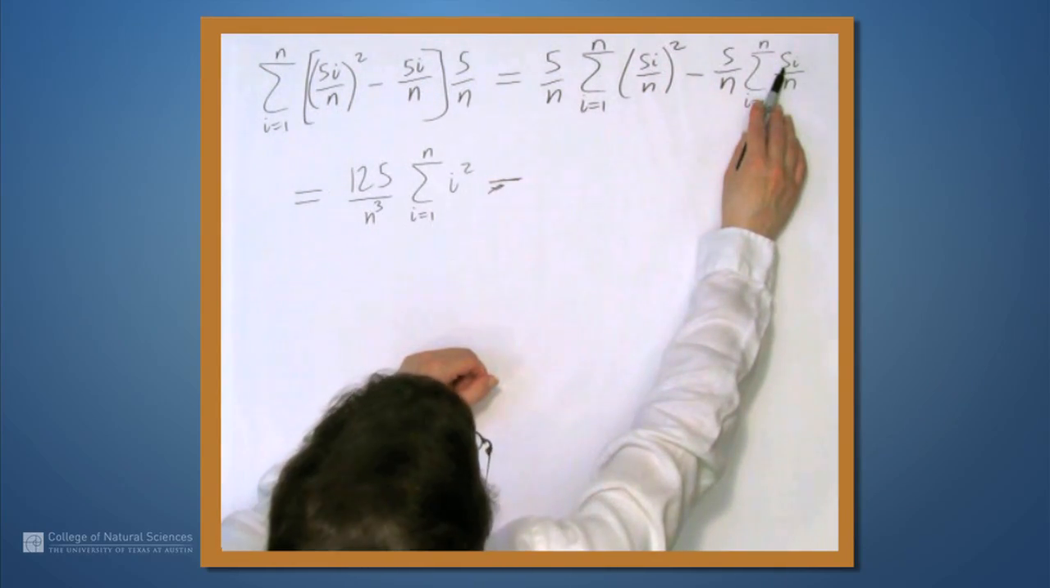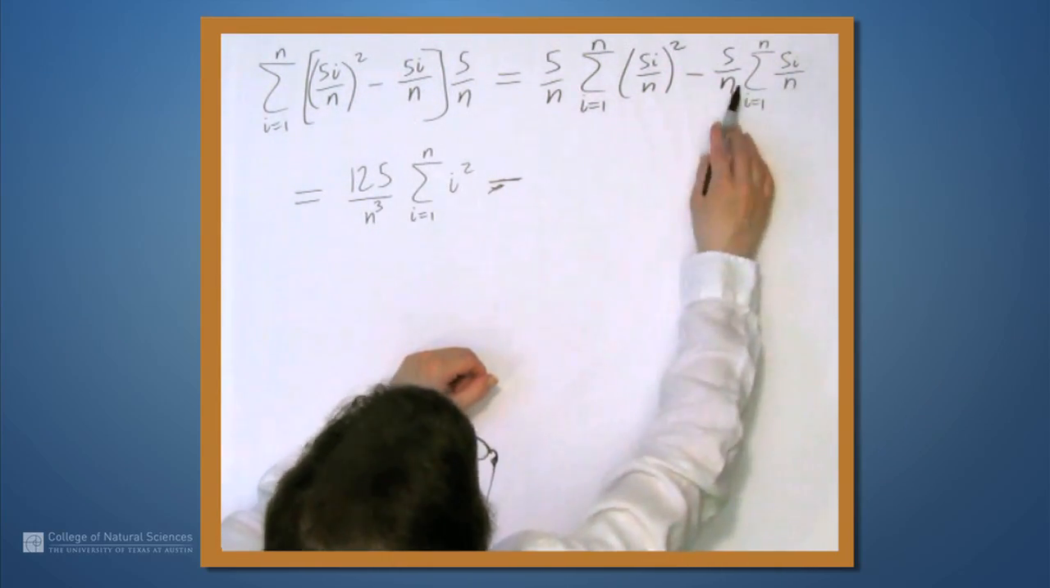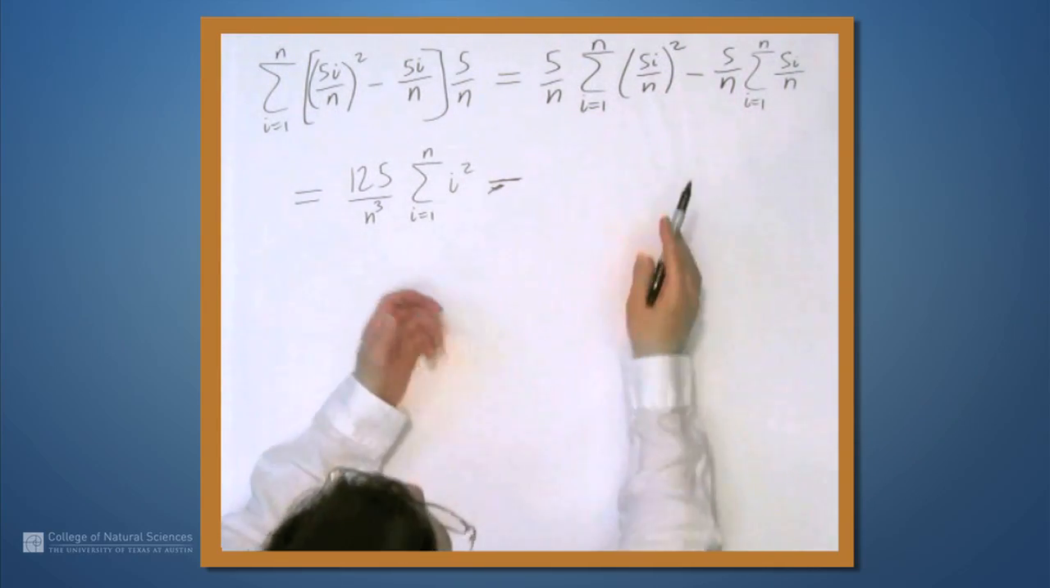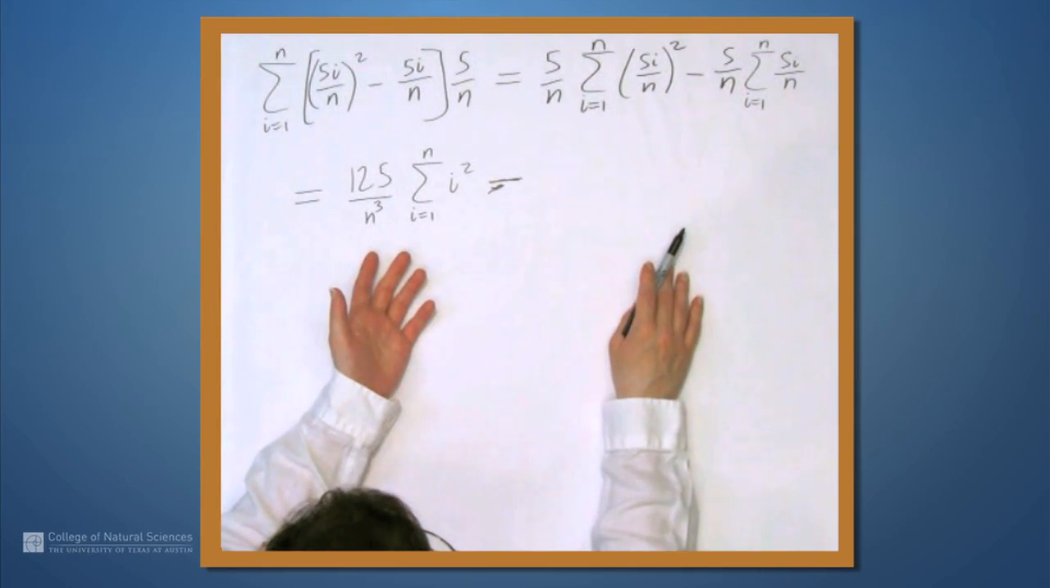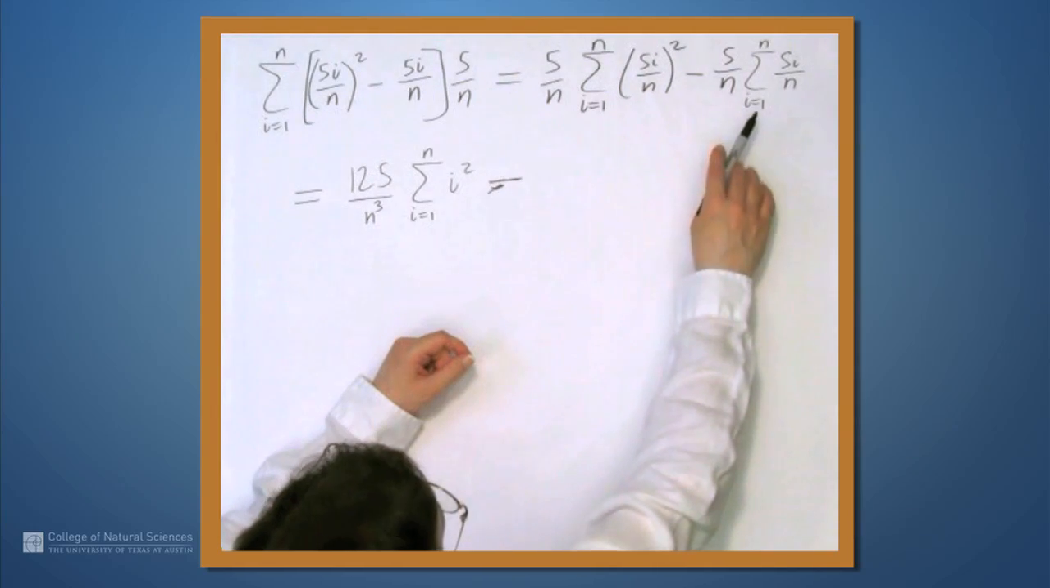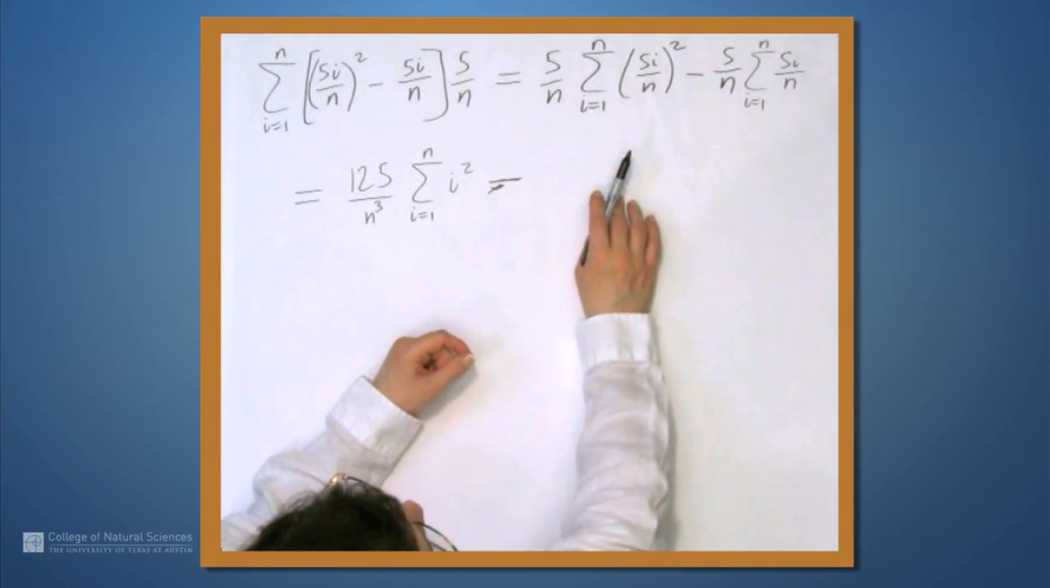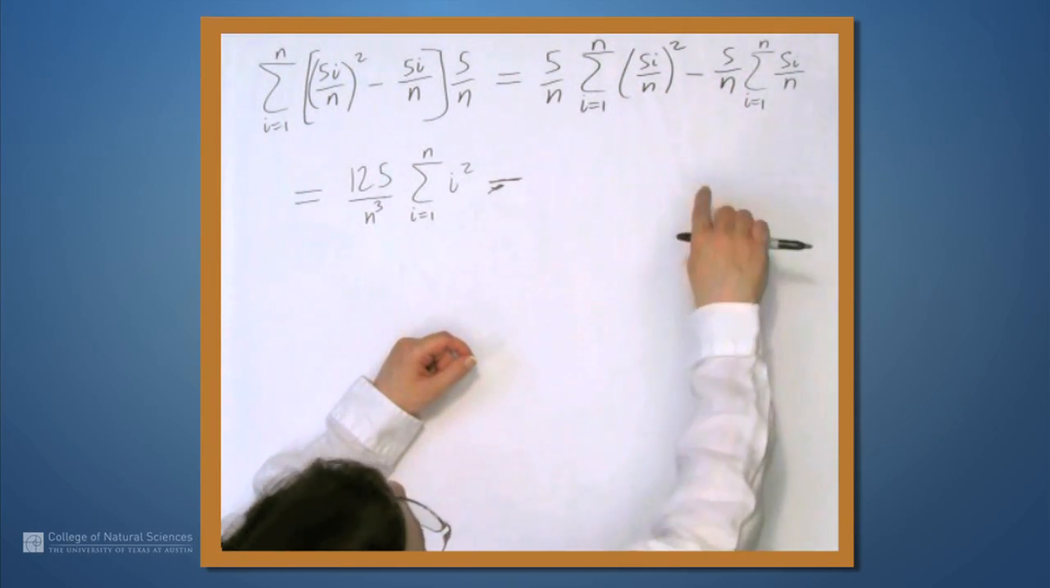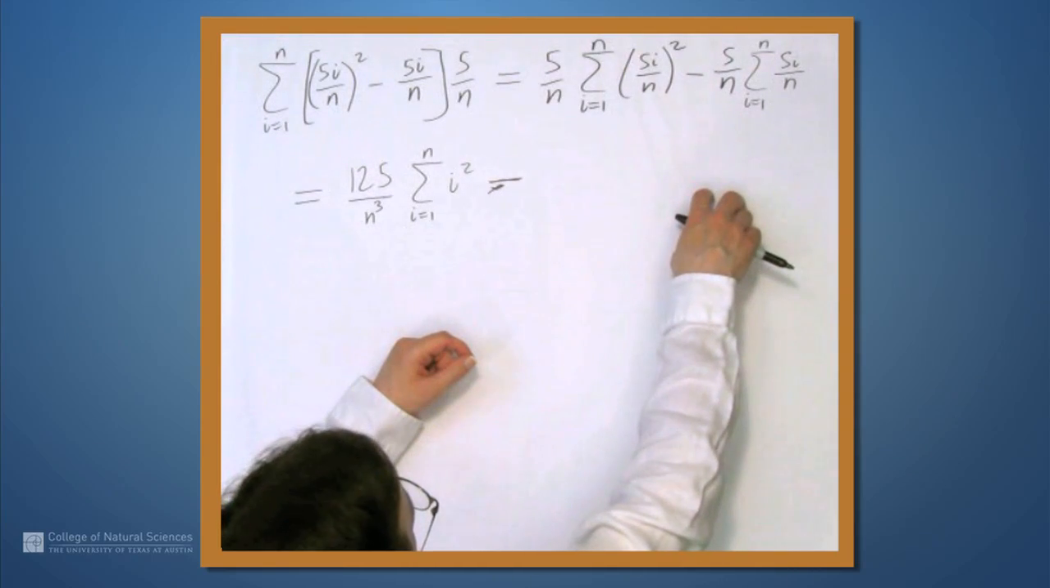This 5 doesn't have an i in it. We can pull it out. This n doesn't have an i in it, and we can pull it out. Think of these things as corresponding to the rules that say you can factor a constant out when you're differentiating. Right? If you have c times f of x, you factor that c out and differentiate f of x.